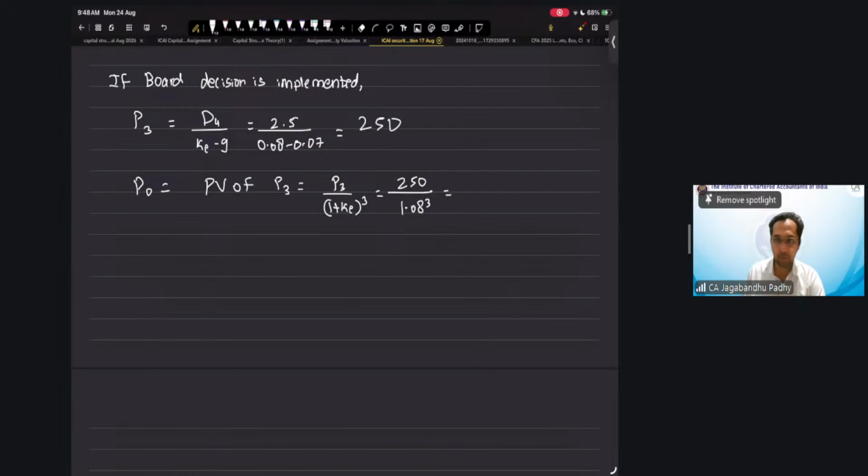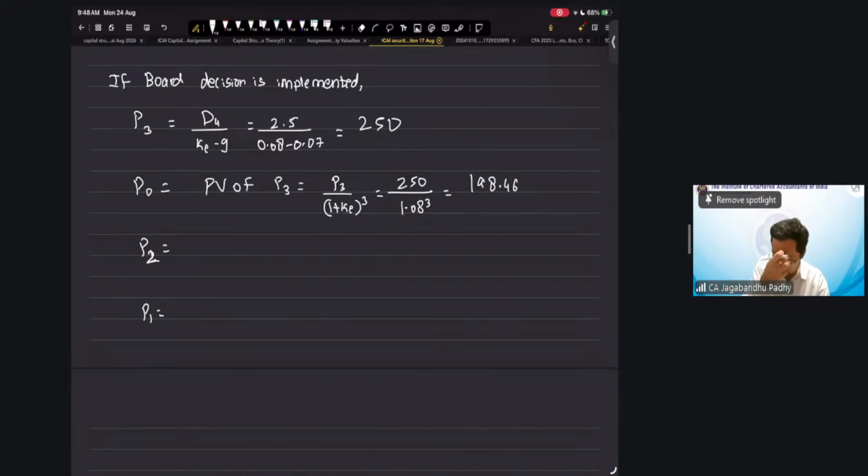250 divided by 1.02, how much is it? 198.46. Yes. Right. I would also like to have the price of the share in the second year and also the price of the share in the first year.